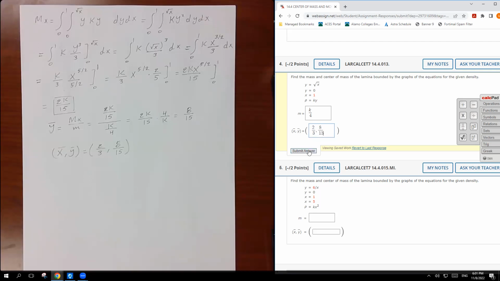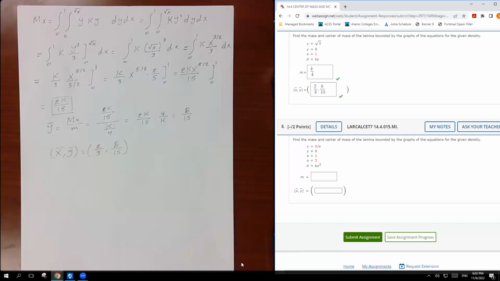That's it for this example. You got it right. Now let's move to example 5.